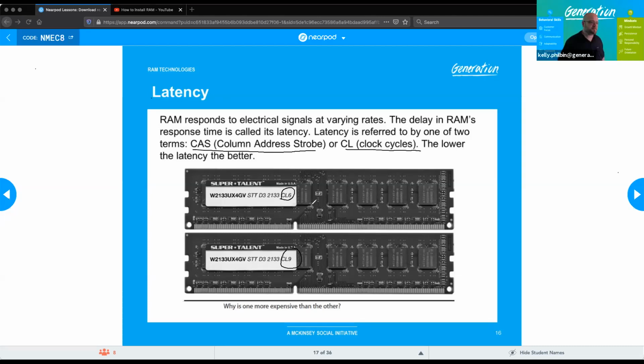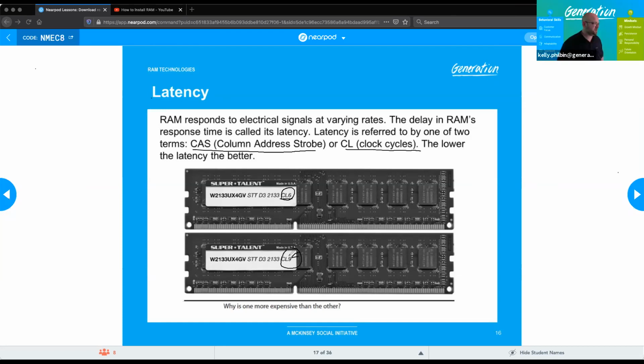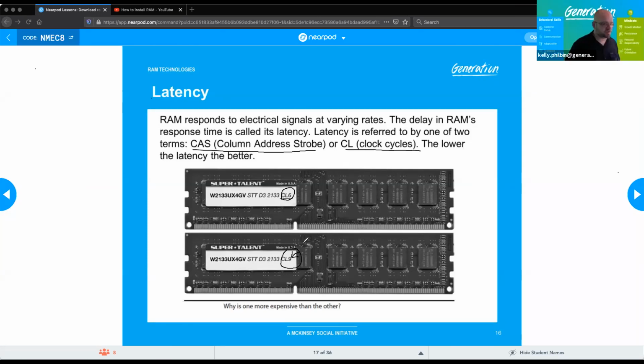Amber, you want to help out? The one on top. Okay. Why is that? The number 6 is less than number 9, and the lower the number, the better it is. With regards to latency, which is your delay or your reaction time, the lower the number, the faster the process. So whenever we're looking at RAM chips, we want to see that low number.